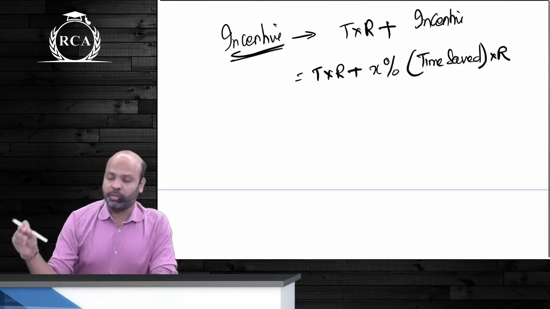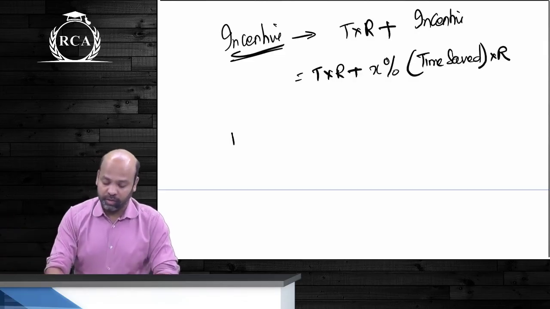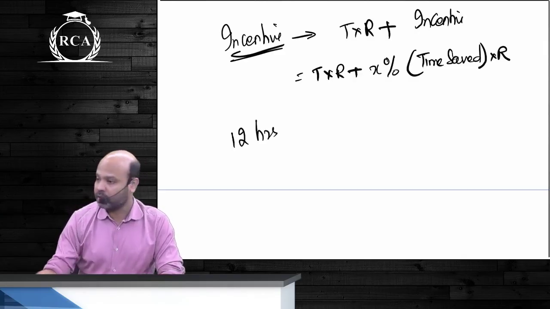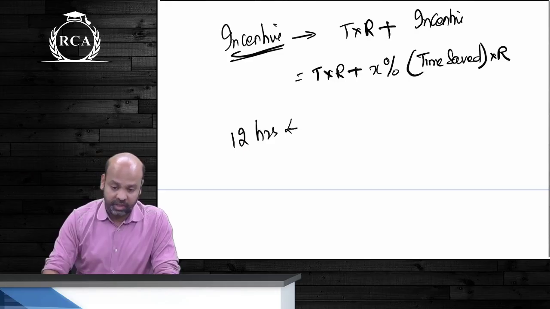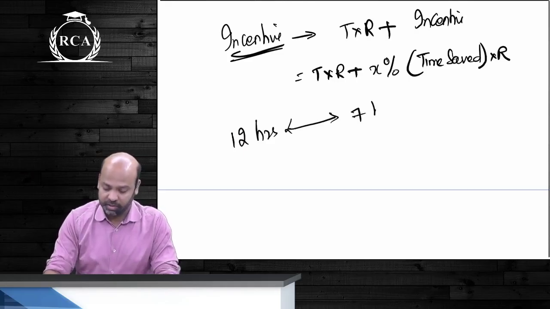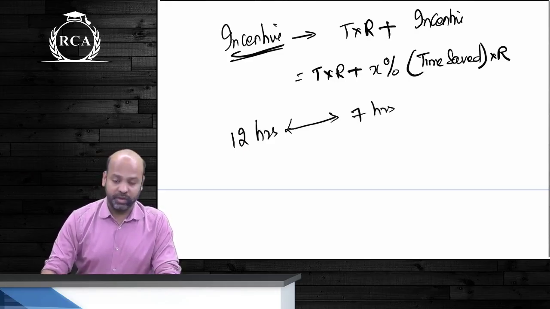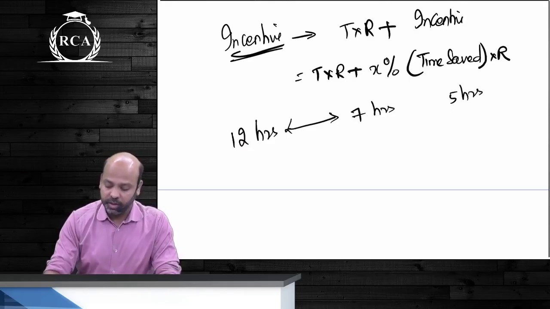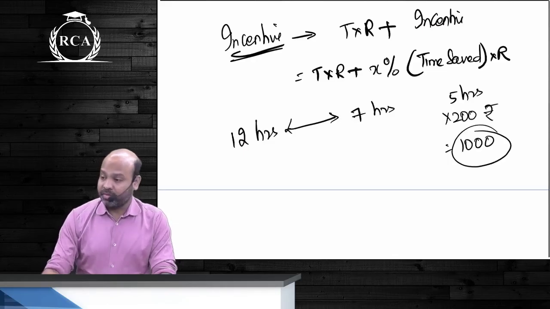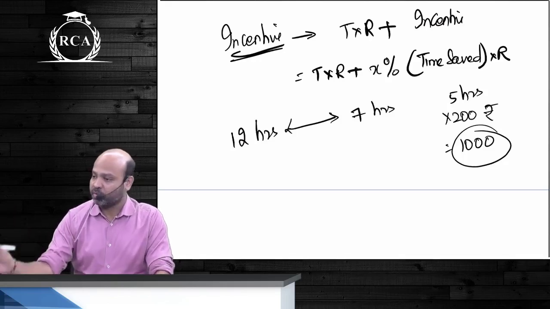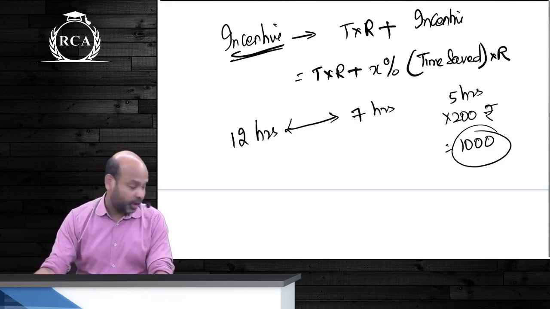Let's say normally an employee should have taken 12 hours to manufacture some product. But you are super efficient, guys. You finish the task in only 7 hours. How much time are we saving for the organization? If each hour is paid at a rate of 200 rupees, how much are you saving for the organization? So there will be some percentage of this 1000 rupees that will be given to the employee as an incentive.